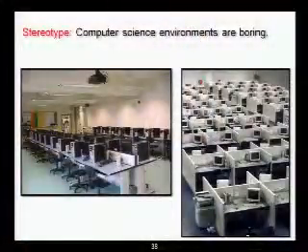So a prominent stereotype about computer science is that computer science environments are really boring. When people think about computer science environments, they might picture these traditional classrooms and office spaces. They look pretty dull and boring, there's a lot of gray, and the computers are arranged into almost cubicle spaces that limit human interaction. But computer science environments are actually nothing like this.